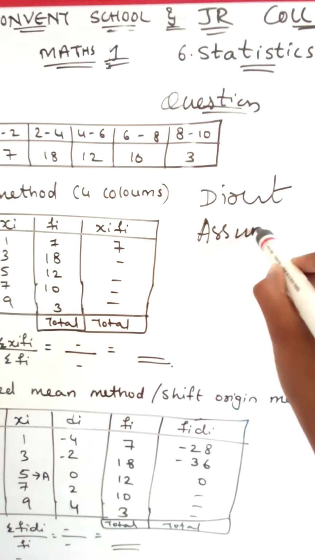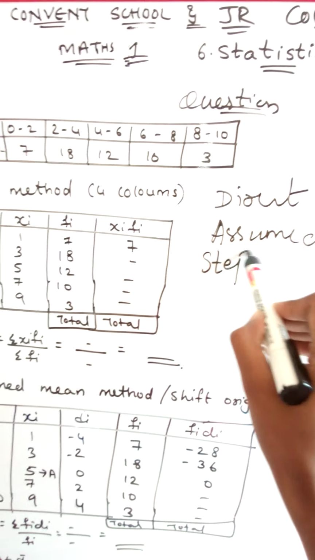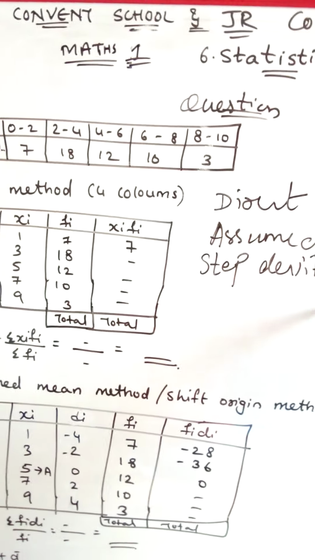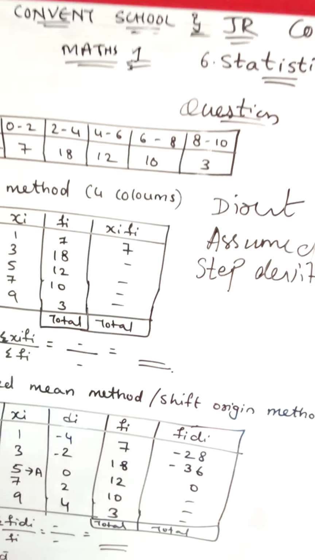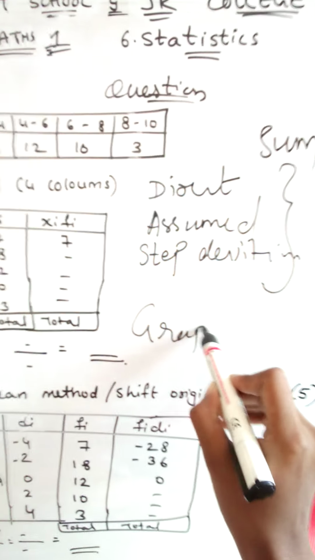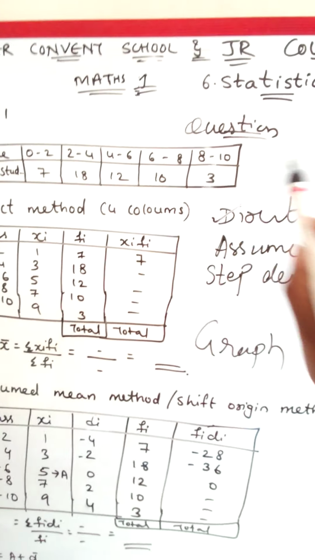Next, the assumed mean method is there. Next, the step deviation method is there. These three are your sums. Then the remaining exercise is the graph. We will do the graph afterwards. First let us study this direct method.